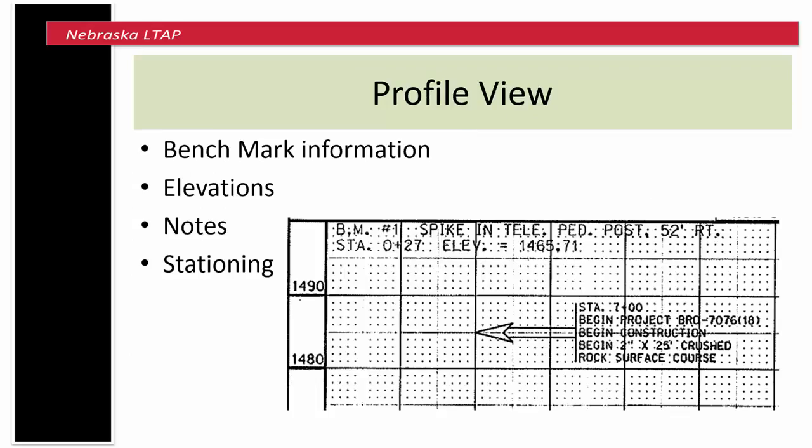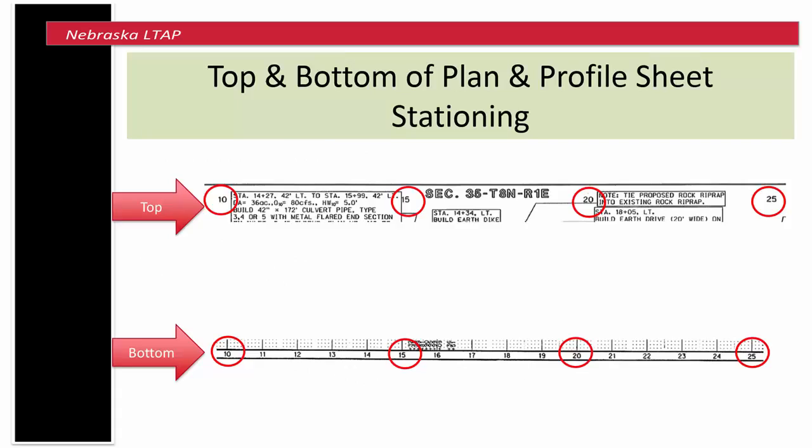Here is a larger view of a portion of the profile view. Along the outside edges are the elevations. There are also information call-out boxes giving instructions and benchmark information. Station numbers are found along the top and bottom of the plan and profile sheet.